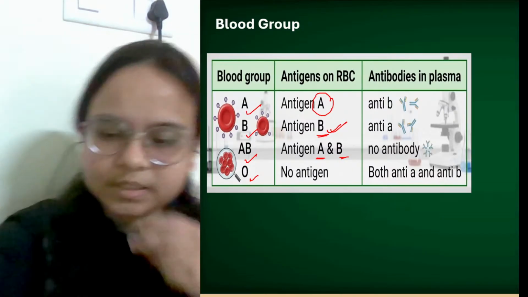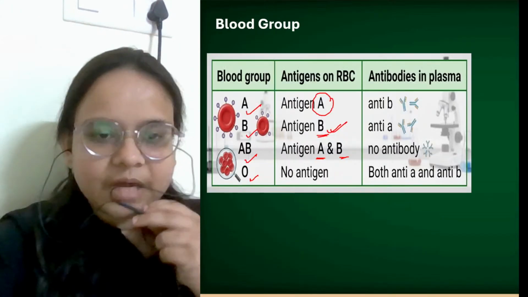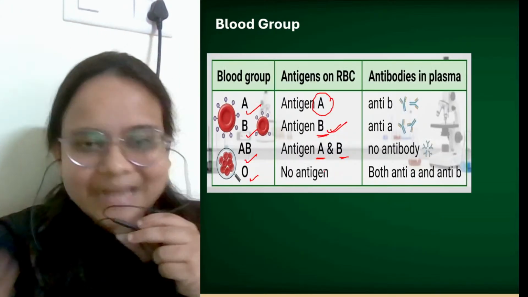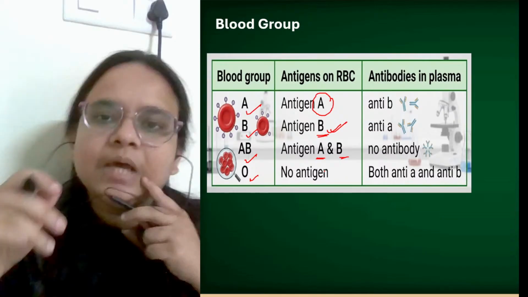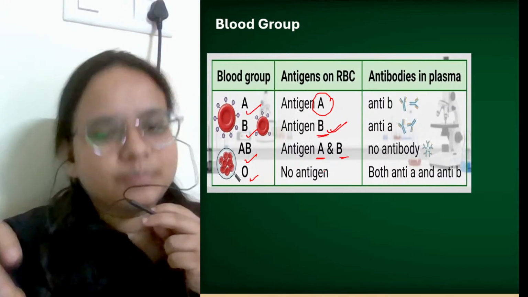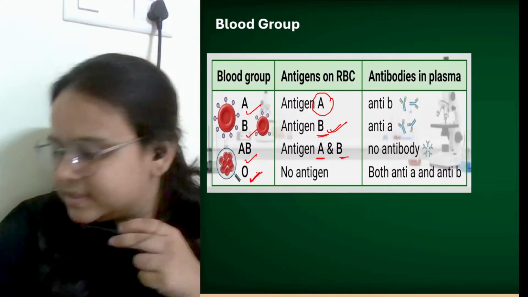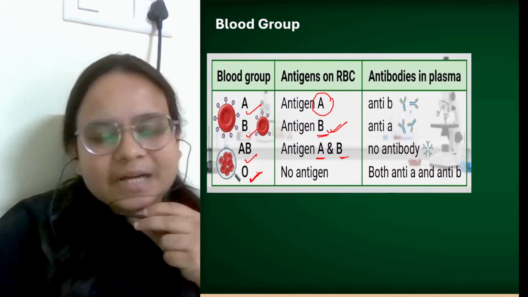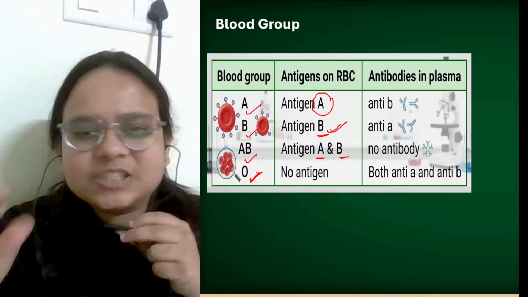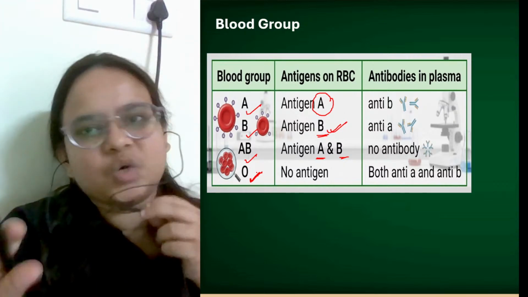Let's continue with it. Fine. So we have understood that whatever antigen is present over the RBC, we are going to fall under that blood group itself. Now somebody is having blood group O. What does this mean? That means that the person must not be having any antigen over its RBC.